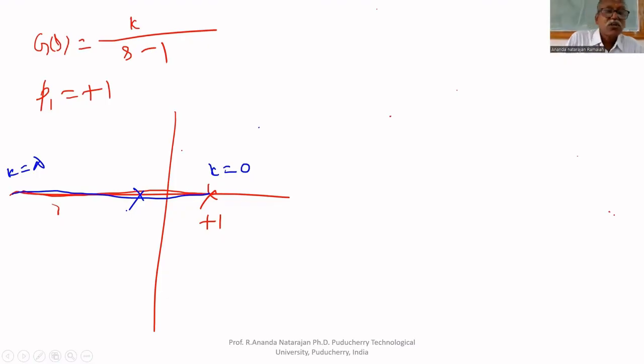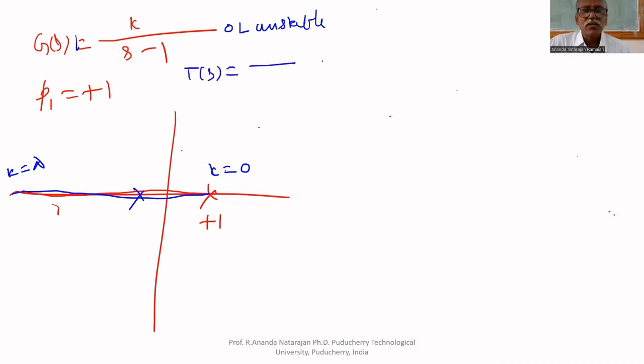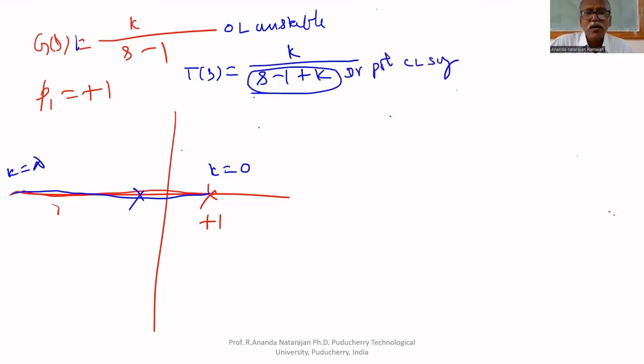Like that, this system is open loop unstable. But in closed loop, it is stable. Let us consider this. What is the closed loop transfer function? T of S equal to what? Closed loop transfer function is 1 upon S minus 1 plus K. Am I correct or not? This is the closed loop transfer function. This is the denominator polynomial of the closed loop system.